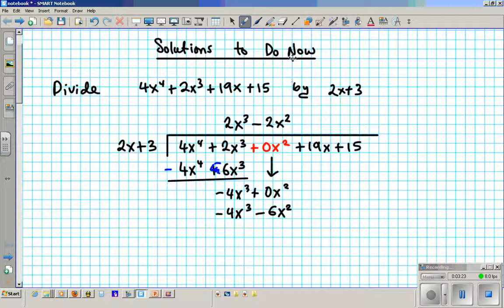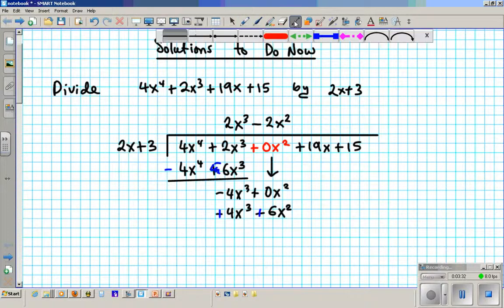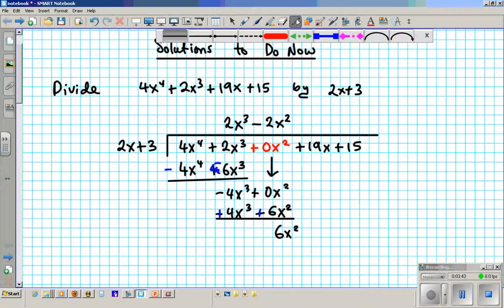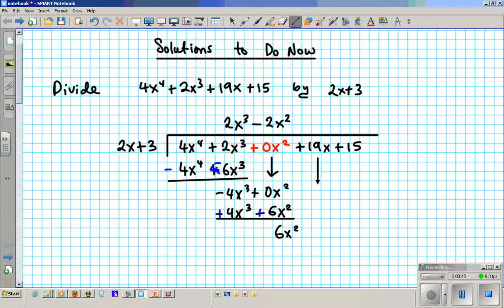Okay? Now we switch the sign because division is repeated subtraction, so to subtract we add the opposite. So we take the opposite of this and the opposite of that, and we add downwards. When we add downwards, these two cancel out, which should always happen, and this becomes 6x squared. And then we bring down the 19x, plus 19x. And then we repeat the process again.